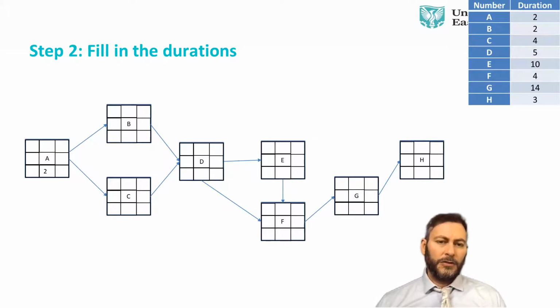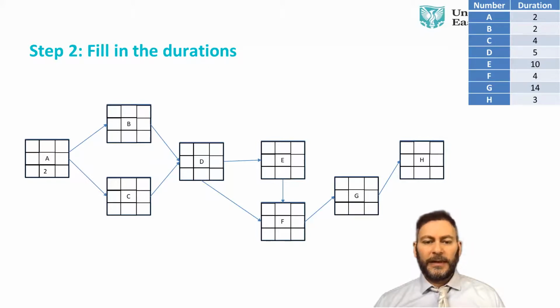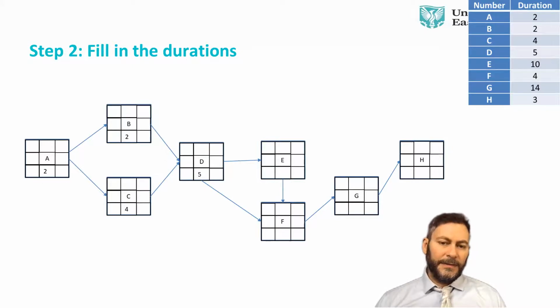So this is activity A, and remember, we put the duration at the bottom of the box. Activity A needs 2 days, activity B needs 2 days, activity C needs 4 days, activity D needs 5 days, activity E needs 10 days, activity F only 4 days, activity G needs 14 days, and activity H needs 3 days.